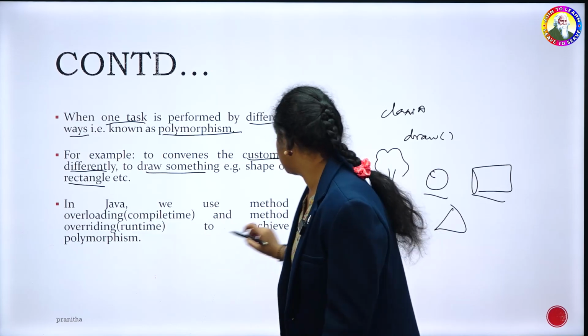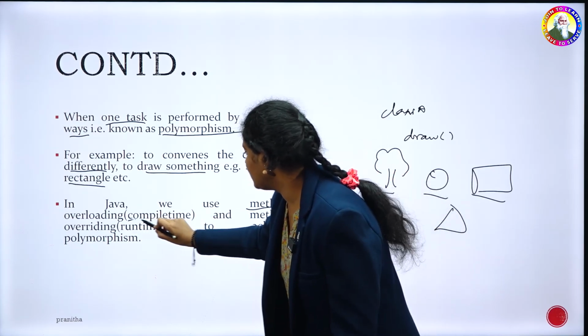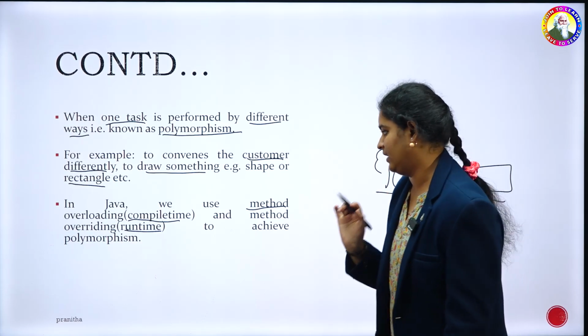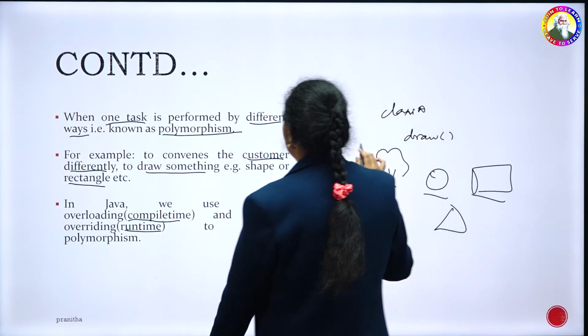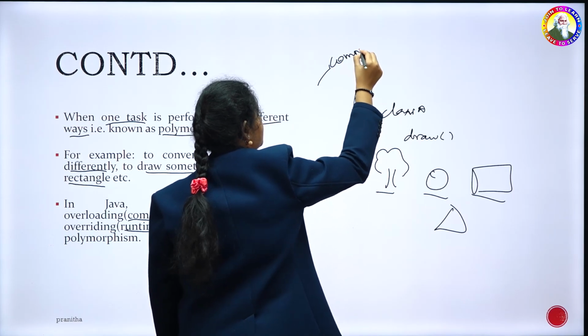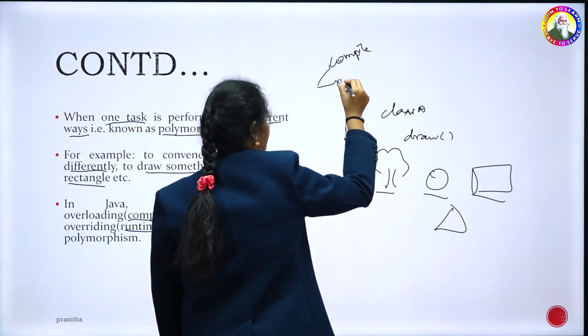The next is compile time and run time. Method overloading and method overriding are the two types of polymorphism. One is compile time and the other is run time.